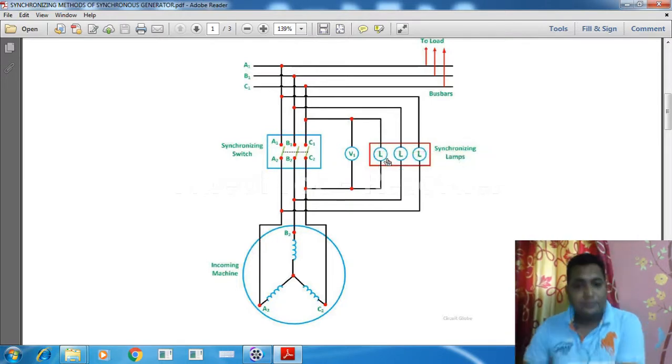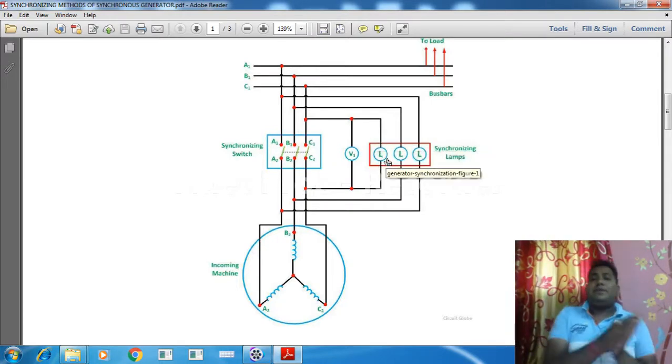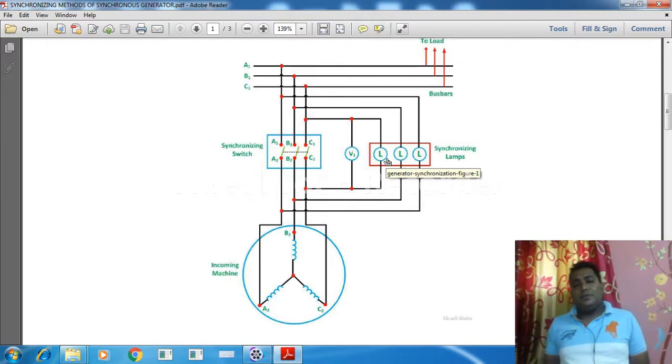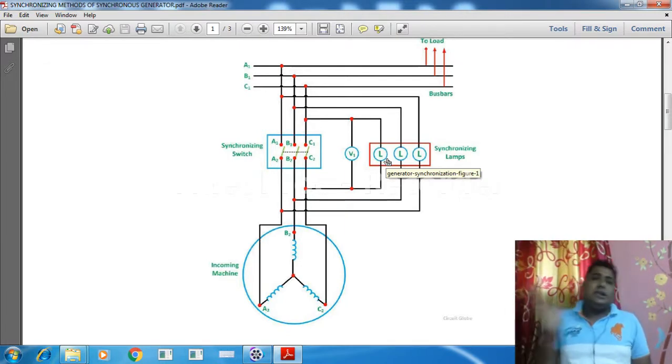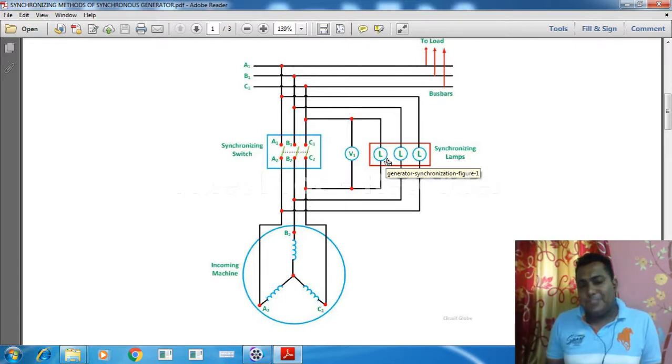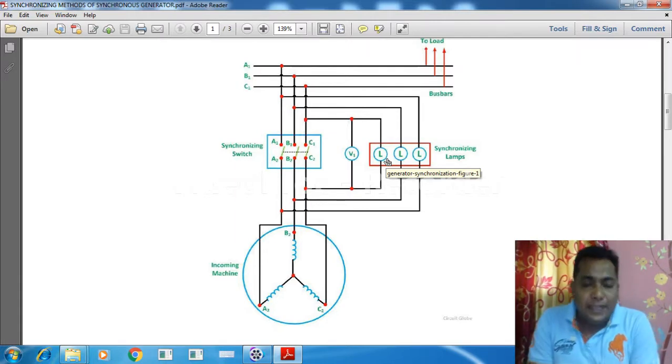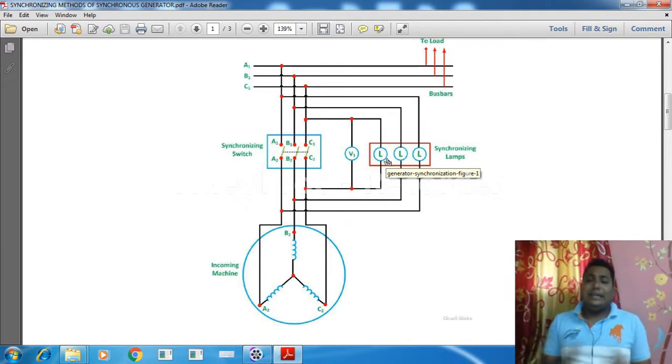So the A1 phase is connected with the A2 phase through a lamp, the B1 phase is connected to the B2 phase through a lamp, the C1 phase is connected to the C2 phase through a lamp. And between any phase we have connected a voltmeter to check the voltage profile. So this is the connection all about.